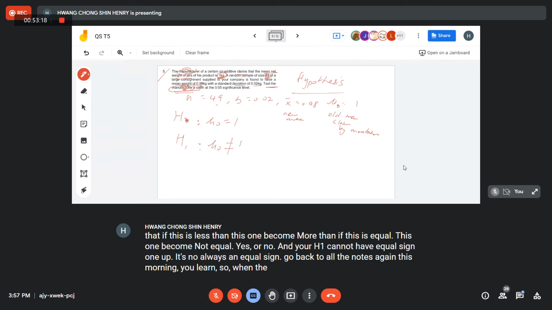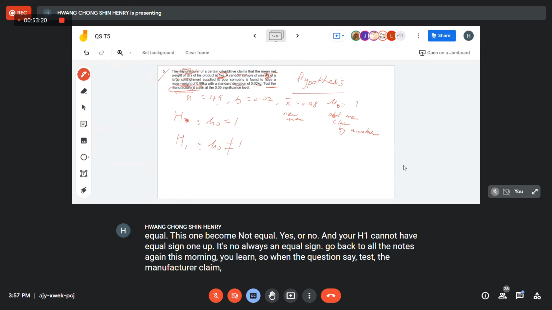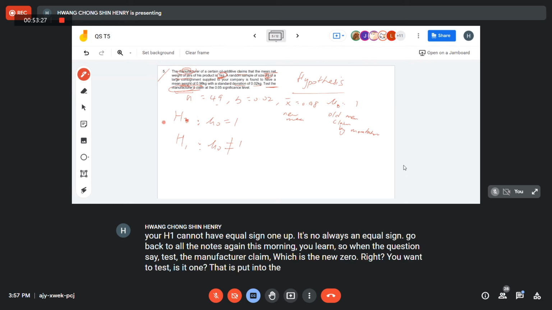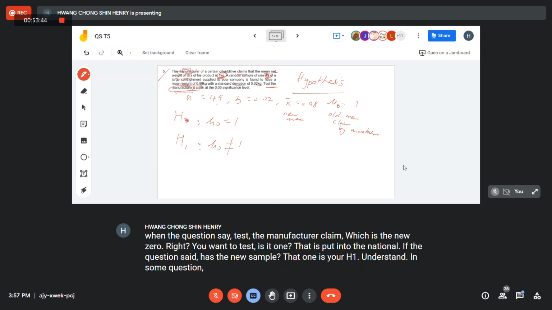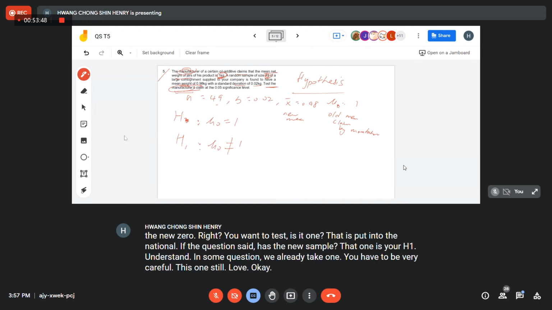So when the question says test the manufacturer claim, which is the mu zero, right? You want to test, is it 1? That is put into the H0. If the question says test the new sample, that one is your H1. Understand? Some questions are very tricky, you have to be very careful. This one is still okay.